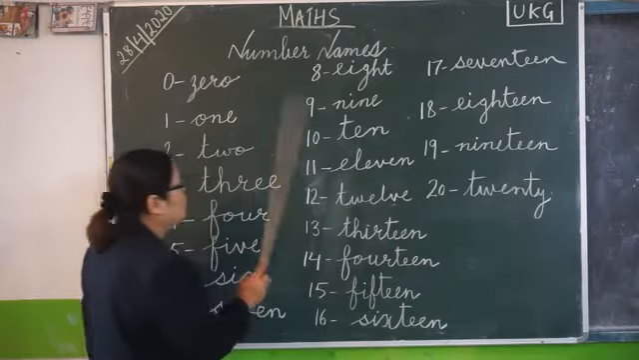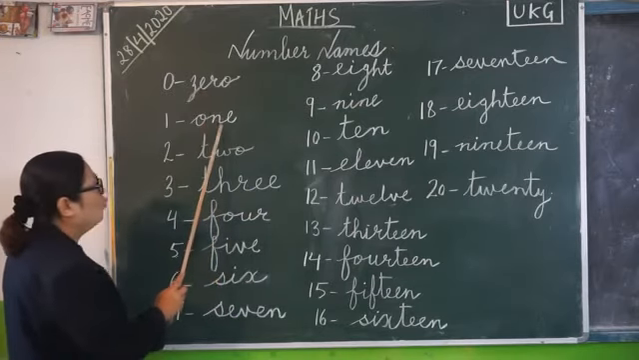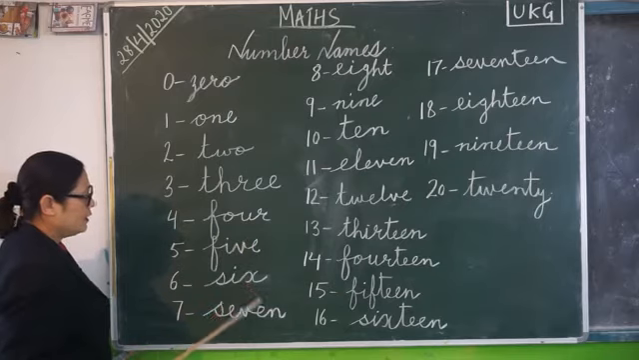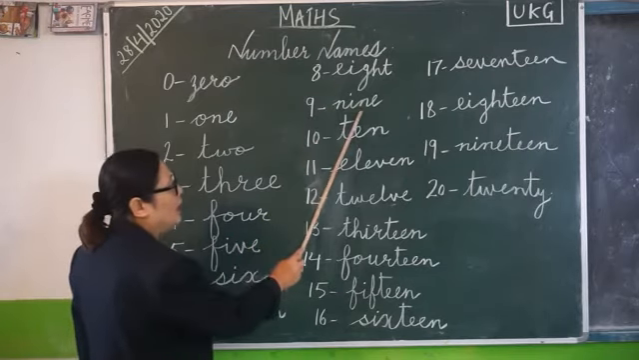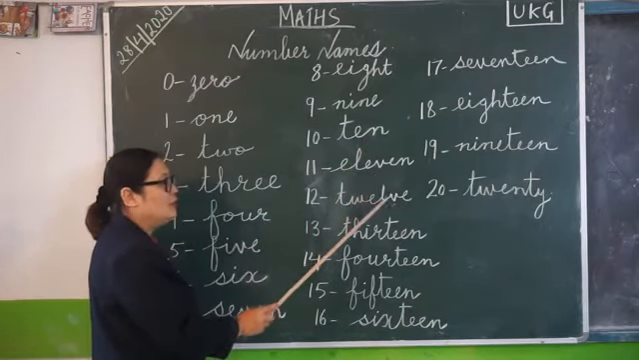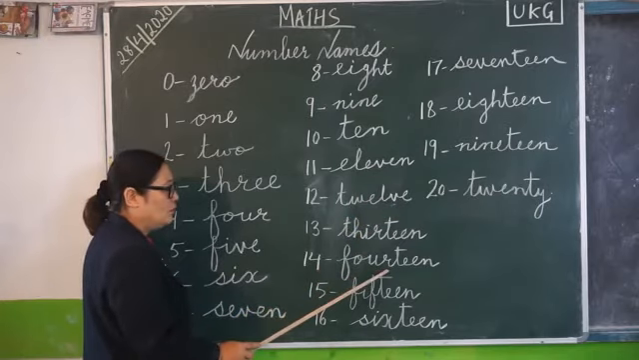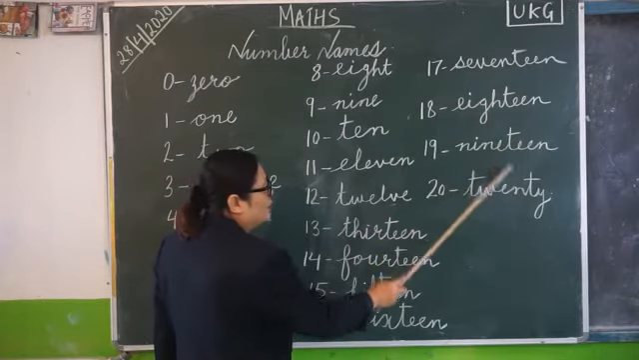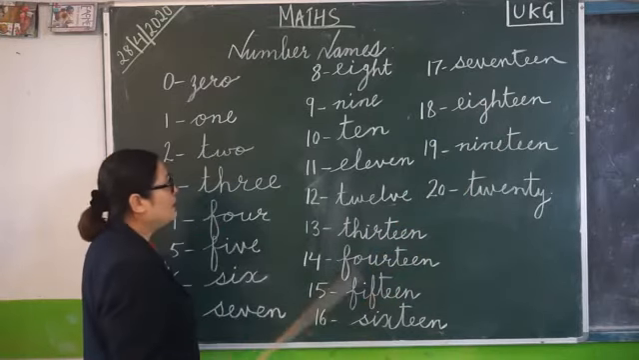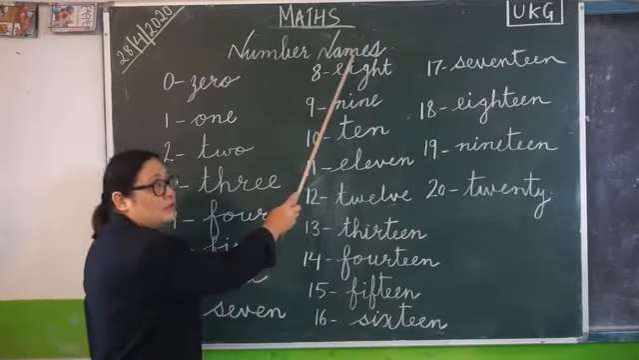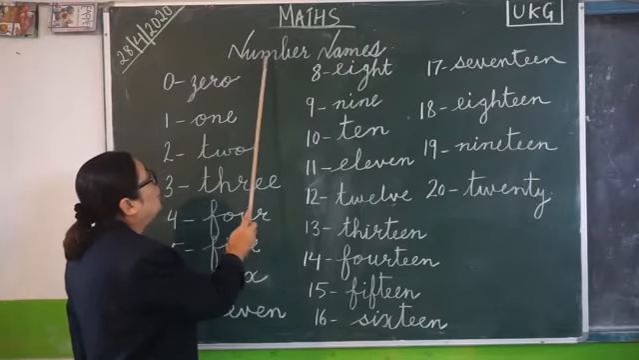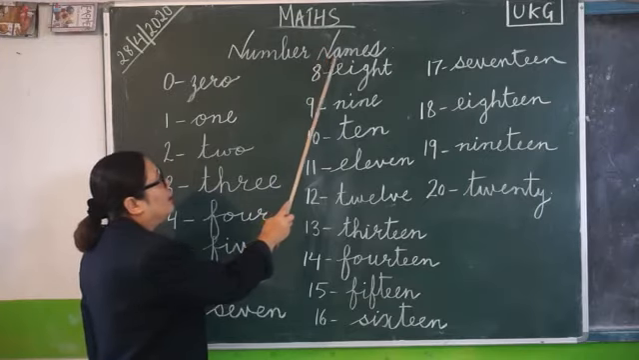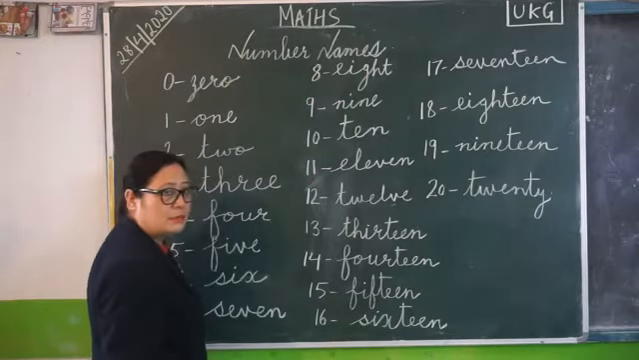Okay, children, you have to learn from 0, 1, 2, 3, 4, 5, 6, 7, 8, 9, 10, 11, 12, 13, 14, 15, 16, 17, 18, 19, 20. So these are called number names. N, U, M, B, E, R are number, N, A, M, E, S are names.